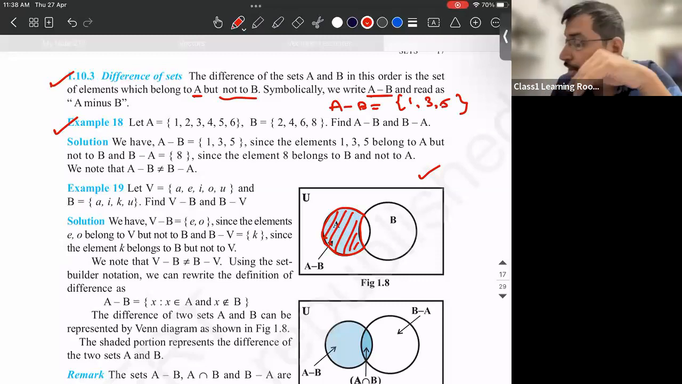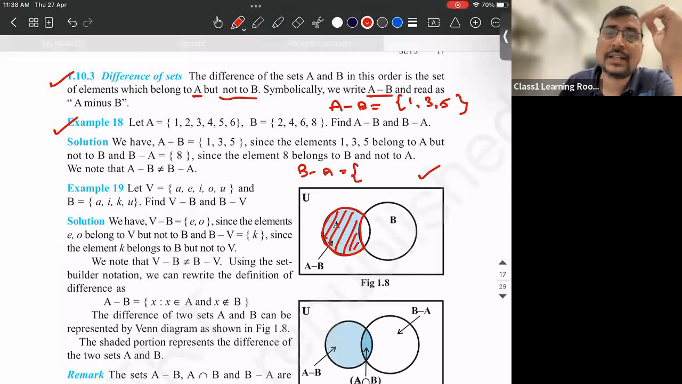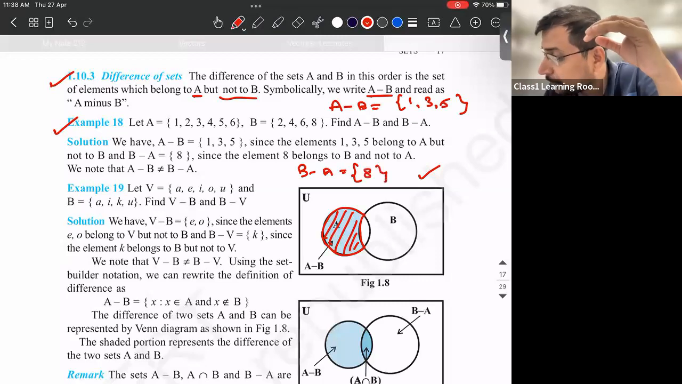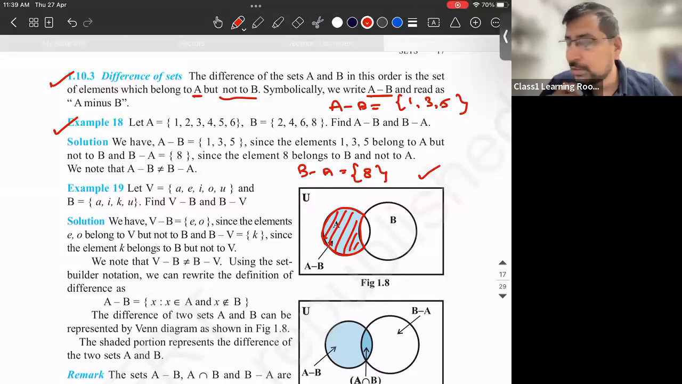Then what is B minus A? So what is there in set B but not there in set A? It is only element 8. So you're able to observe one thing here. A minus B is not the same as B minus A because order is very important. Clear? So that's all with this concept. With this understanding, let's try to do the example problems.